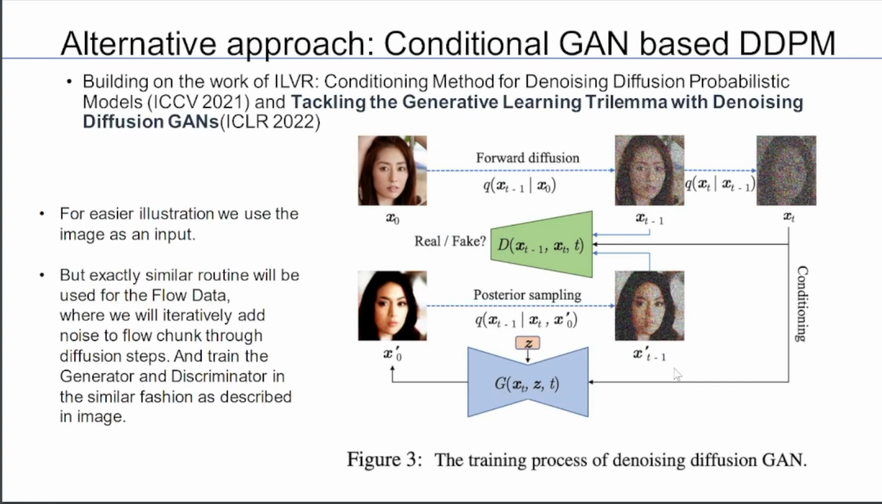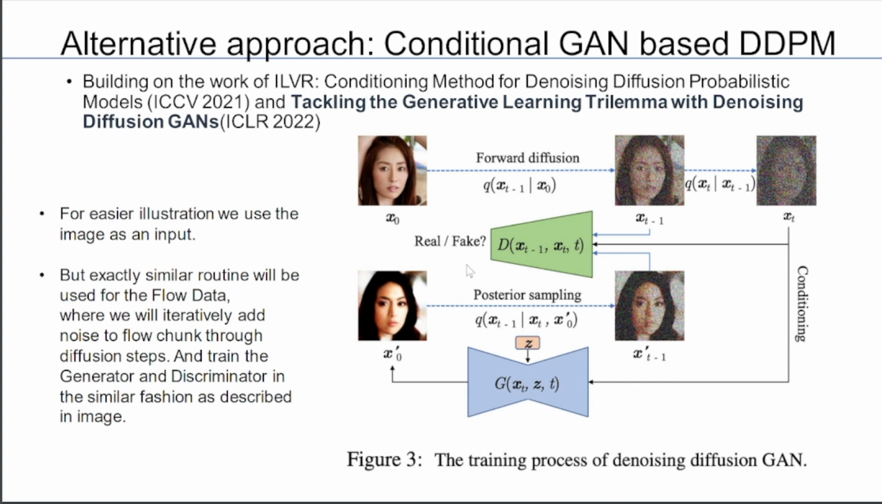For this, we develop a conditional GAN-based DDPM. And this idea is derived from two works. Firstly, ILVR, a conditioning method for denoising diffusion probabilistic models, which was a spotlight paper at ICCV, and secondly, tackling the generative learning trilemma with denoising diffusion GANs, which was also one of the top papers at ICLR 2022.